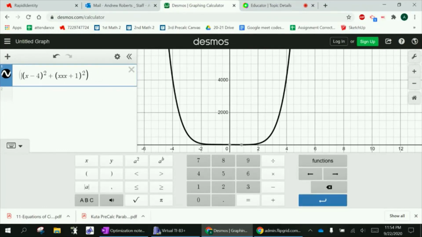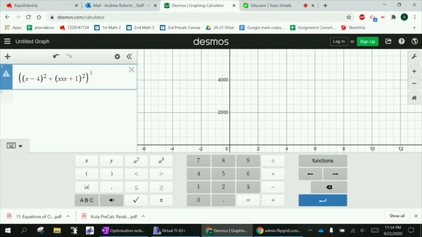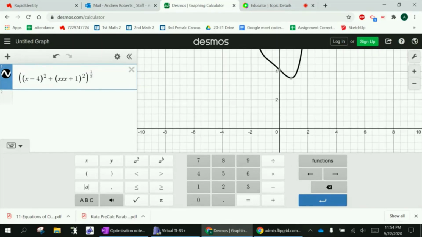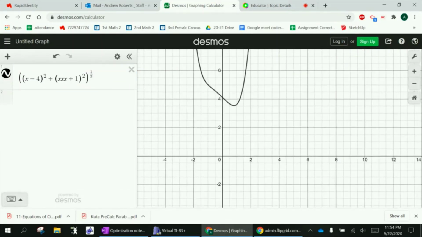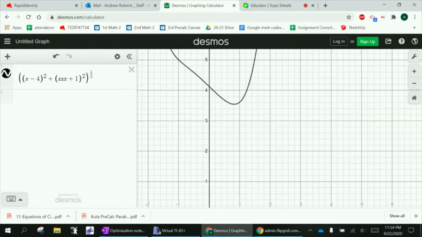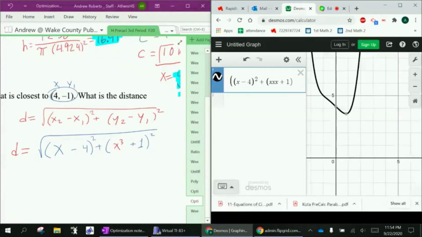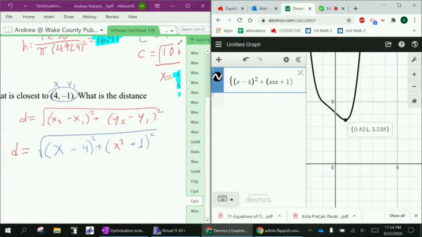So I'm going to be lazy again, and I'm going to see if I can do it to the 1/2 power. That's a square root. Okay. Now I'm going to go back home. And again, just a reminder, a 1/2 power is a square root. And there's my minimum. 0.824, 3.538. So x equals 0.824, y equals 3.538.